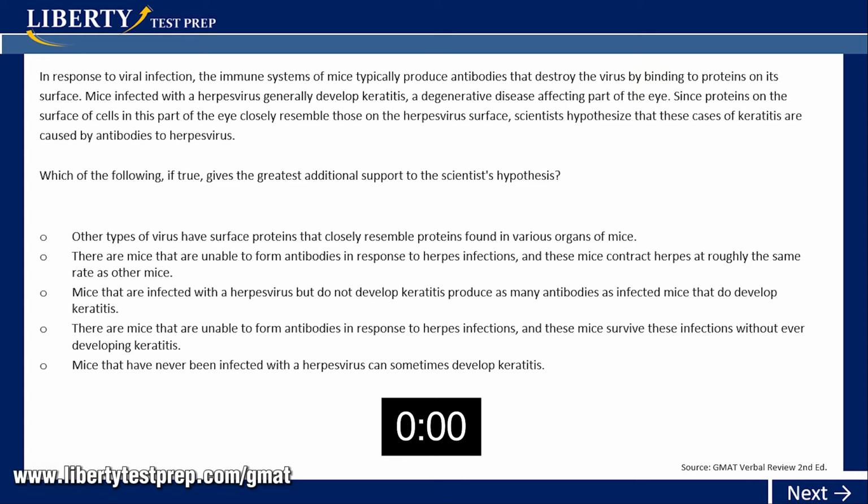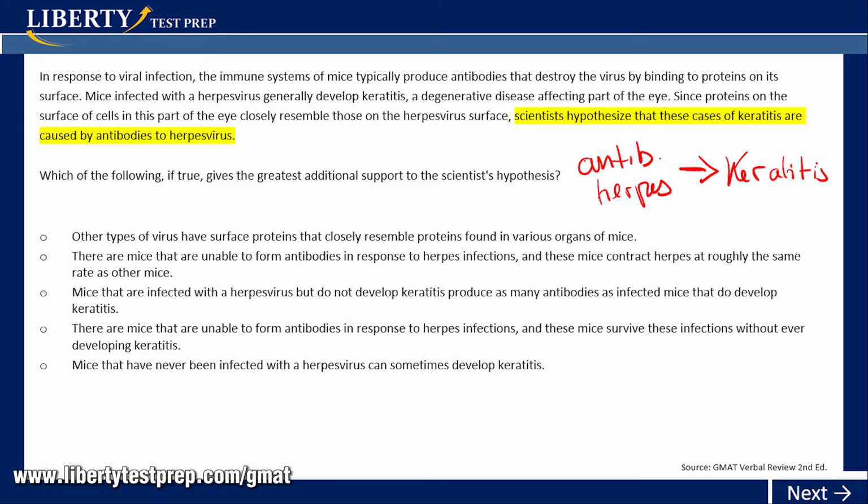Perfect. So the first thing we do is we have to read the conclusion. That's also what you're going to see on our full lesson for critical reasoning. We're going to teach you to go step by step. So once you have the conclusion, this one is a cause-effect relationship. Then you have antibodies for herpes cause keratitis. That's what they're trying to support, right? They want to support that. So let's go and analyze the first one.